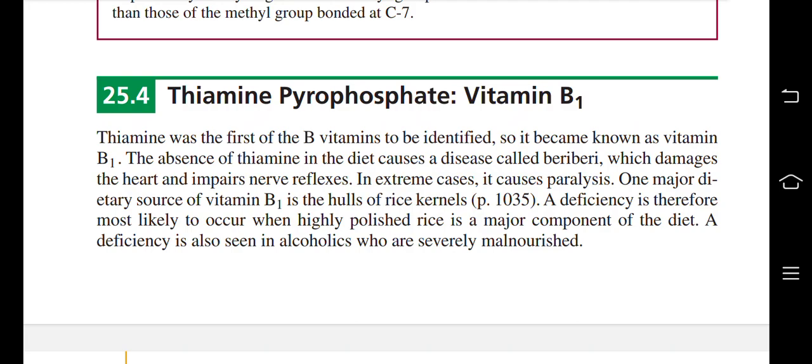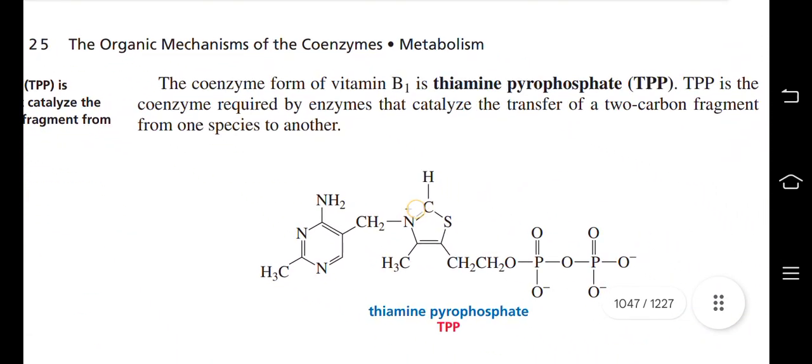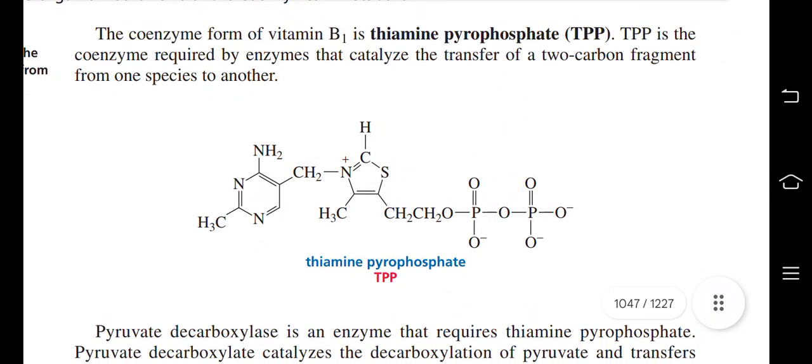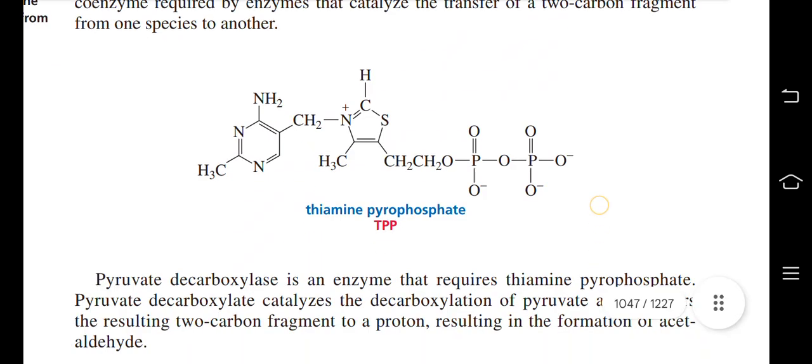One major dietary source of vitamin B1 is the hulls of rice kernels. A deficiency is therefore most likely to occur when highly polished rice is a major component of the diet. The deficiency is also seen in alcoholics who are severely malnourished. The coenzyme form of vitamin B1 is thiamine pyrophosphate. TPP is the coenzyme required by the enzymes that catalyze the transfer of two carbon fragments from one species to another.